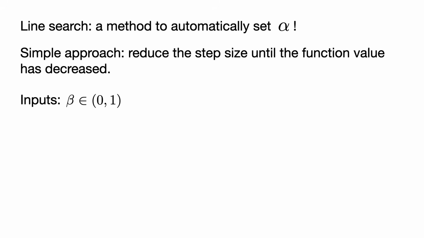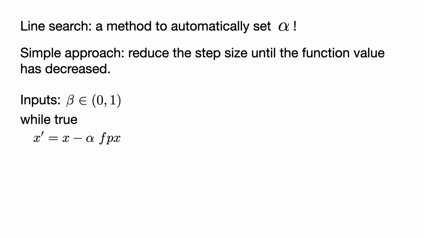Here's what it looks like in code. You accept a parameter beta between 0 and 1, while true. So we're going to break out of this loop. X prime, our new point, is equal to x minus alpha times fpx. This is just our derivative descent from before.